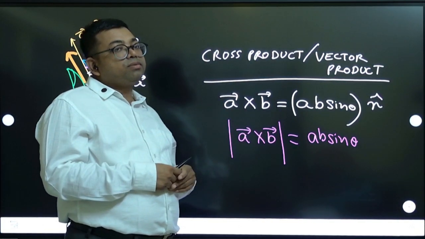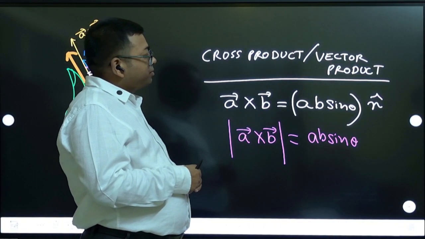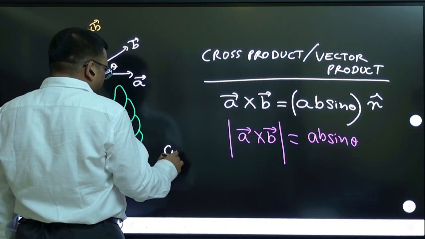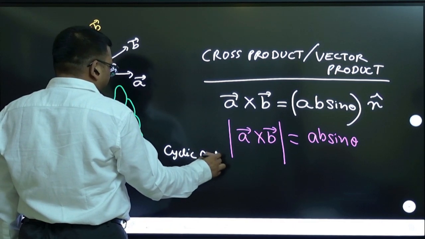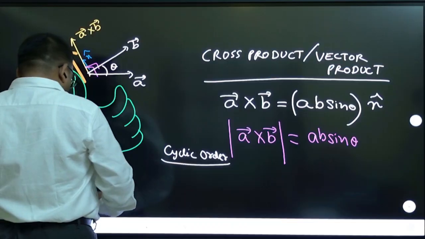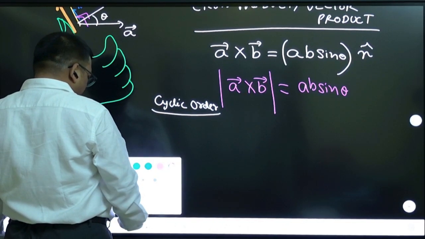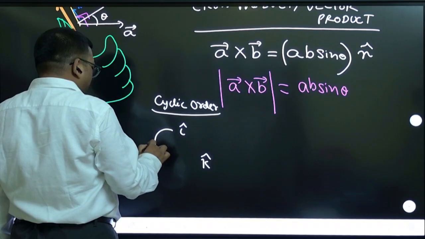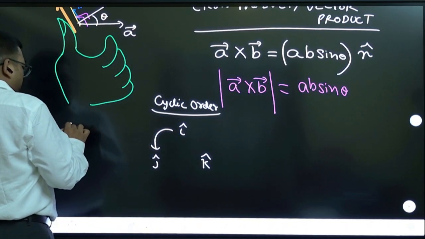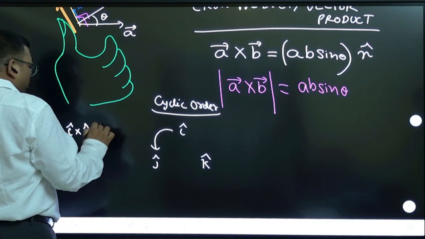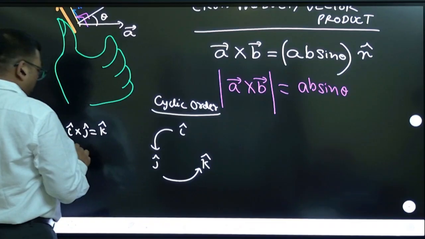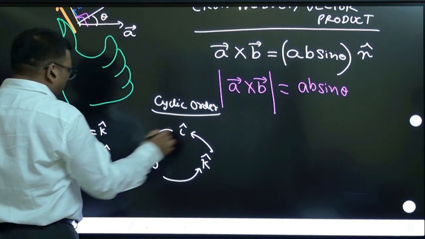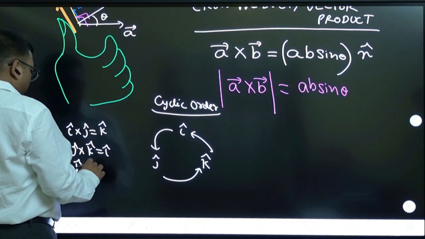To calculate direction, we need to understand that we have here also i cap, j cap. We need to learn this cyclic order. What is cyclic order? You can write it first: i, j, k cyclic order. So if you go i cross j, you will get k. J cross k will give i, and k cross i will give j.